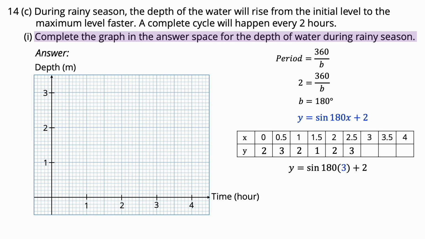When x equals 3, y equals 2. When x equals 3.5, y equals 1. When x equals 4, y equals 2. Then, plot the points on the graph.